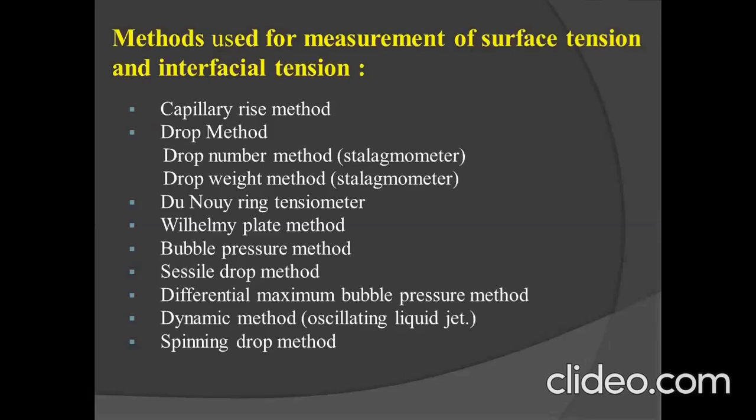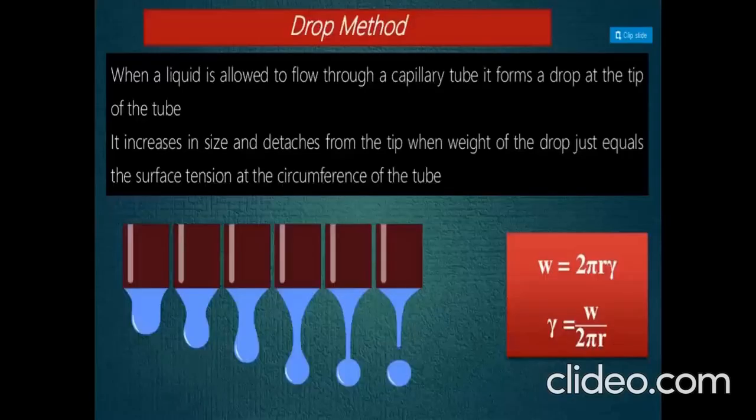There are different methods which are used for determination of surface tension. In that, we are going to use a drop method. And again, the drop method is divided into two types: the drop number method and the drop weight method. Today's practical, we are going to use drop number method or drop count method for determination of surface tension.